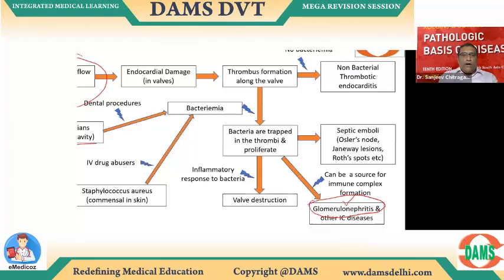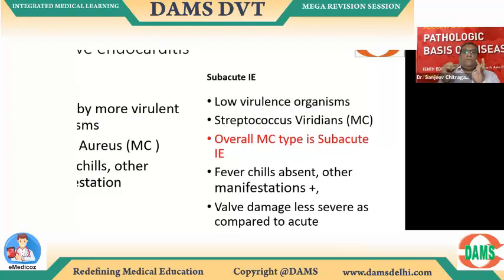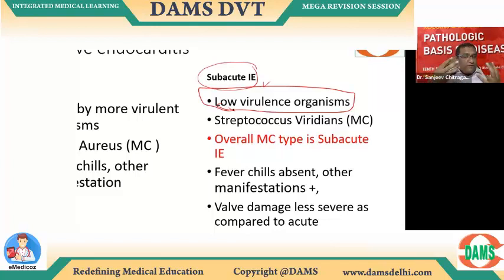Now let us talk about the causes. Pathologically, we divide infective endocarditis into acute and subacute; of course, this is a clinical distinction also. Subacute means clinically there will not be frank manifestations like fever. Subacute is caused by low virulence organisms, so your immune system and inflammation will not be very strong, and that's why fever etc. will be less. Whereas acute infective endocarditis is caused by more virulent organisms. The most common cause overall for acute infective endocarditis is Staphylococcus aureus.